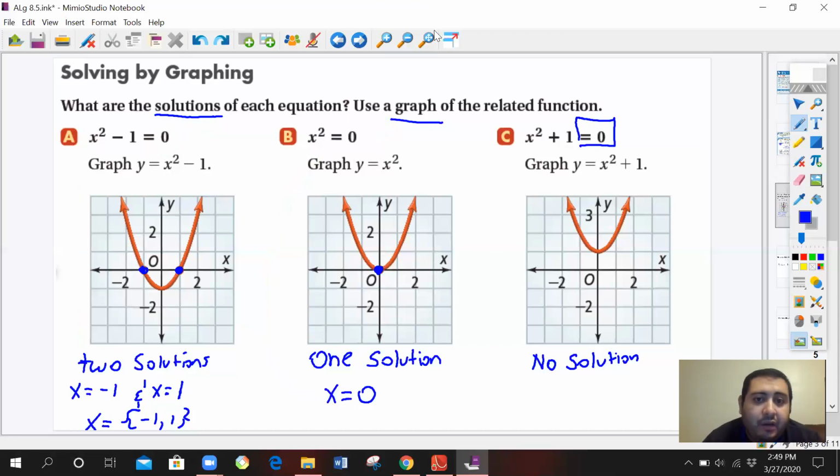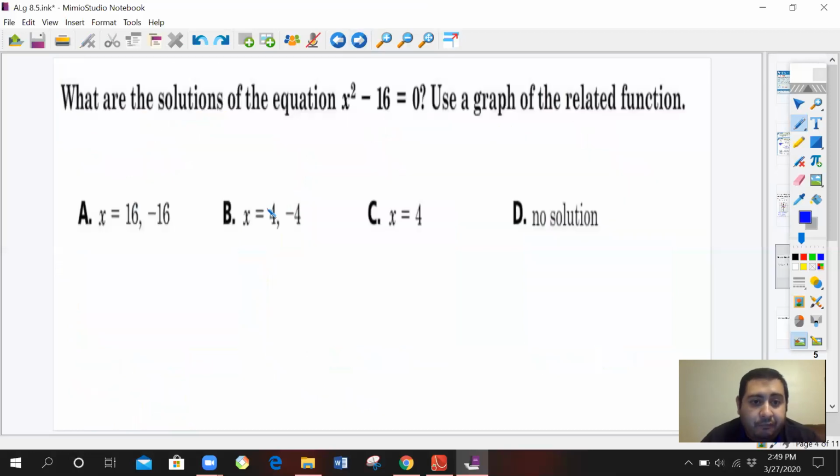Okay, let's go ahead and move forward. What are the solutions? Again, this is your clue word. It means your roots, your zeros, your x-intercepts of the equation x squared minus 16 equals 0, use the graph or related function. Now, again, we're not going to be looking for equals 0. We're going to be looking at y equals x squared minus 16 in order to graph the expression.